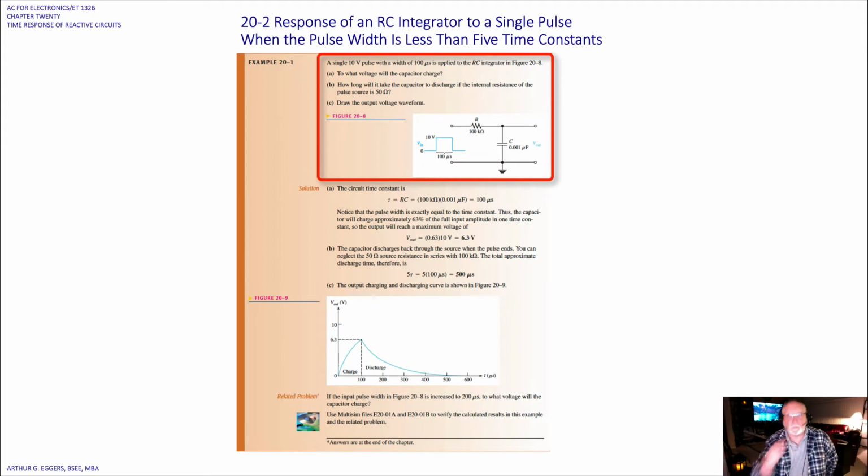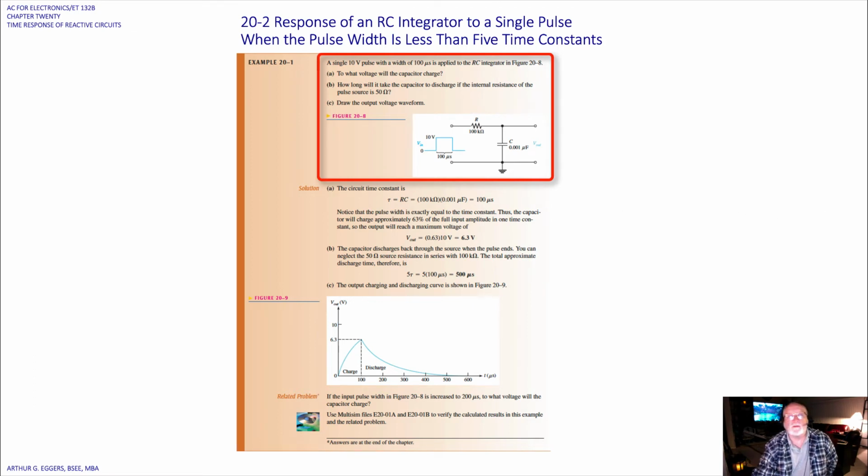The example then is for a response of an RC integrator to a single pulse when the pulse width is less than 5 time constants. So a single 10-volt pulse with the width of 100 microseconds is applied to the RC integrator shown below. Part A asks, to what voltage will the capacitor charge? B, how long will it take the capacitor to discharge if the internal resistance of the pulse source is 50 ohms? And then draw the output of the waveform.